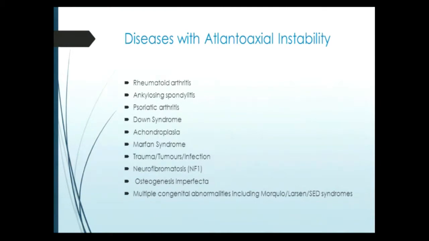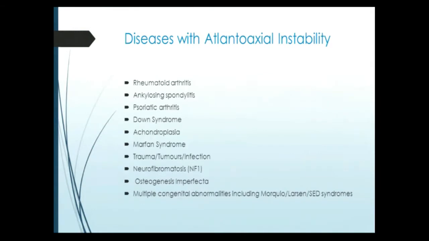Down syndrome we all know of, chondroplasia, Marfan syndrome, any kind of course, destructive process of the ligaments or bones, so trauma, infection, or tumor. And neurofibromatosis, very rare, but neurofibromatosis 1 can have some atlantoaxial instability. And osteogenesis imperfecta, and then there's a whole bunch of weird and wonderful stuff that they see at Children's Hospital that hopefully we'll never see here. But Morquio is the one that's always listed.